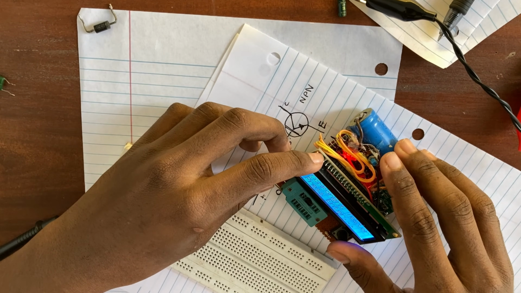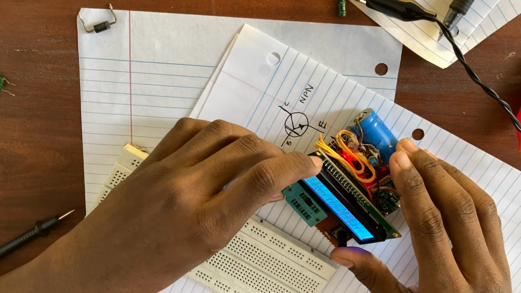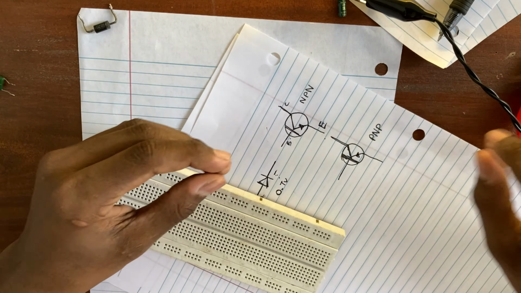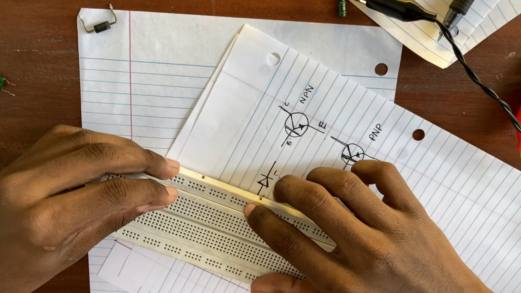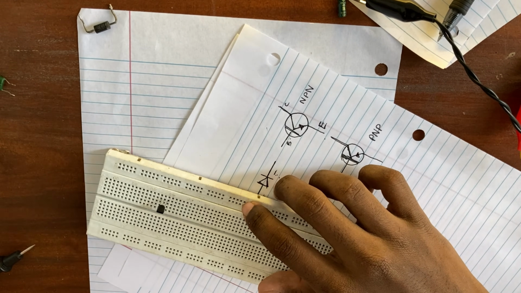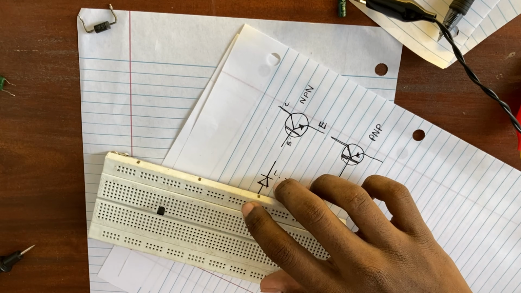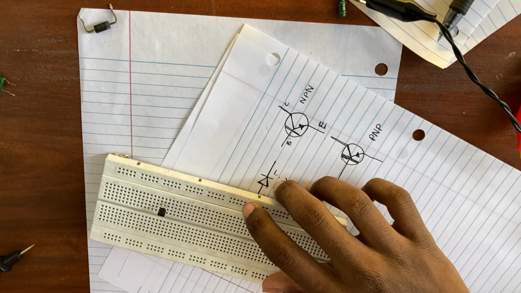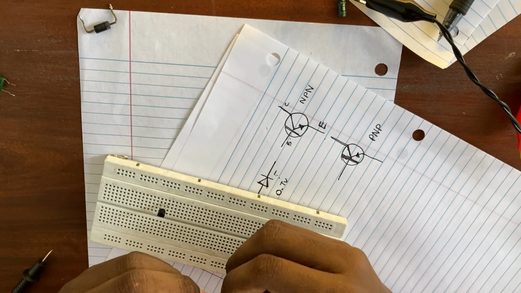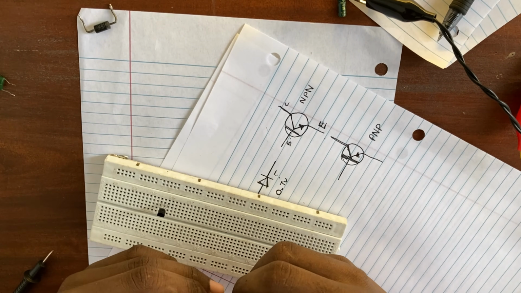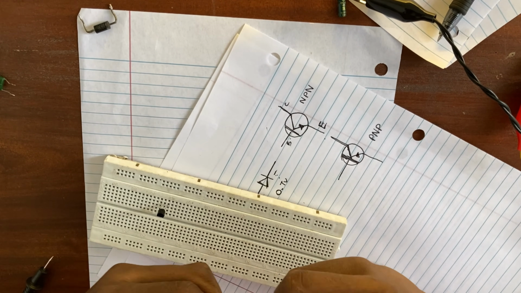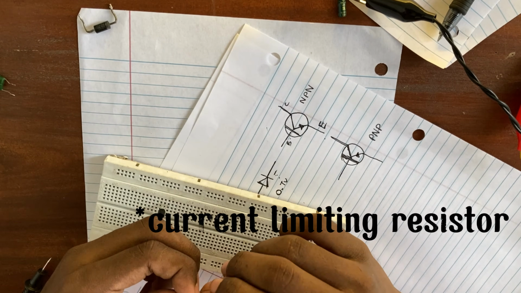Let's test it. So the first pin is the collector, and the second pin is the base, and the third pin is the emitter, just as in the diagram. When we use transistors, we should use a base driving resistor, because if excess current flows through the base, it could kill the transistor and burn. So you should use a current limiting resistor like this.